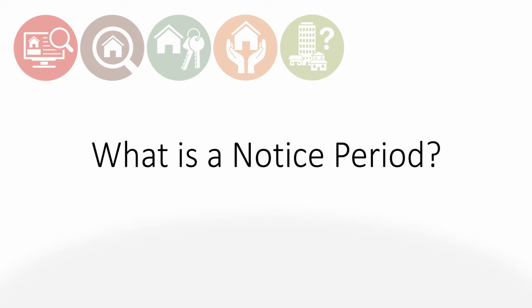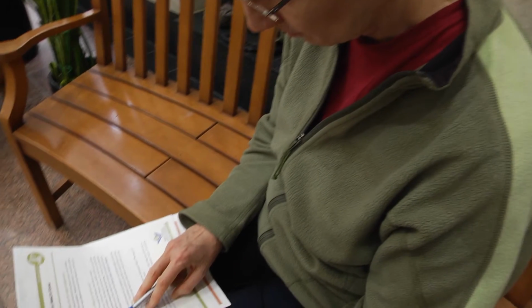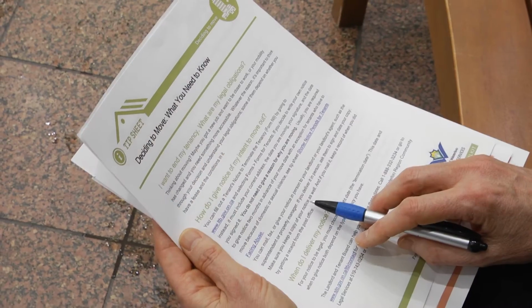The notice period is the period of time that you have to give, for example, if you're a tenant, your landlord notice before you want to leave your rental unit. If you want to end your tenancy, you have to provide 60 days notice.